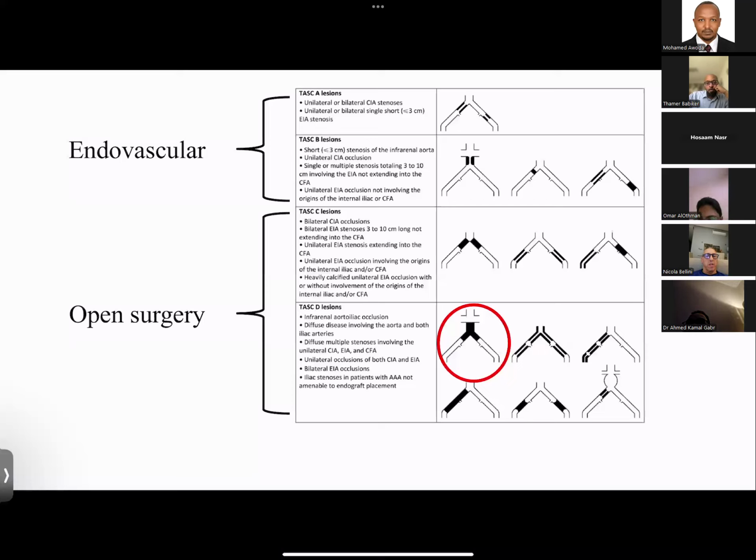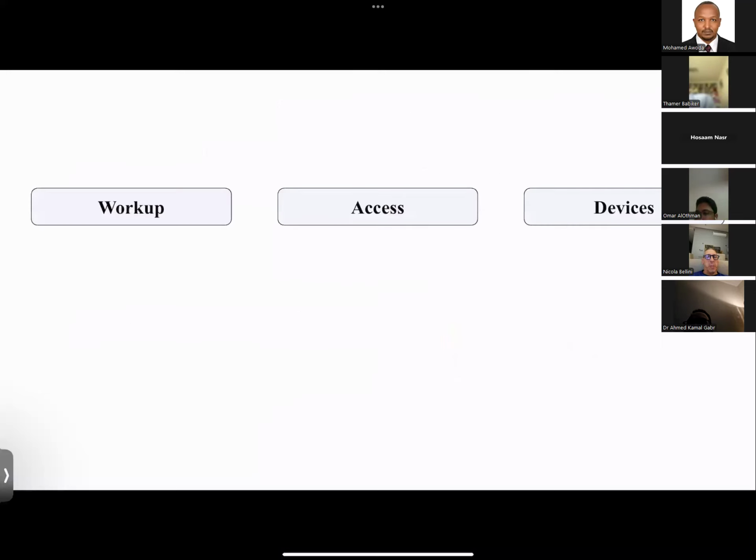always give myself a room under the renal arteries for an open bailout if everything goes down or the endovascular intervention occluded. And when we're talking about endovascular intervention, you have got to plan it correctly. And I, in my head, divide the planning into three steps: the workup, the access, and the devices.